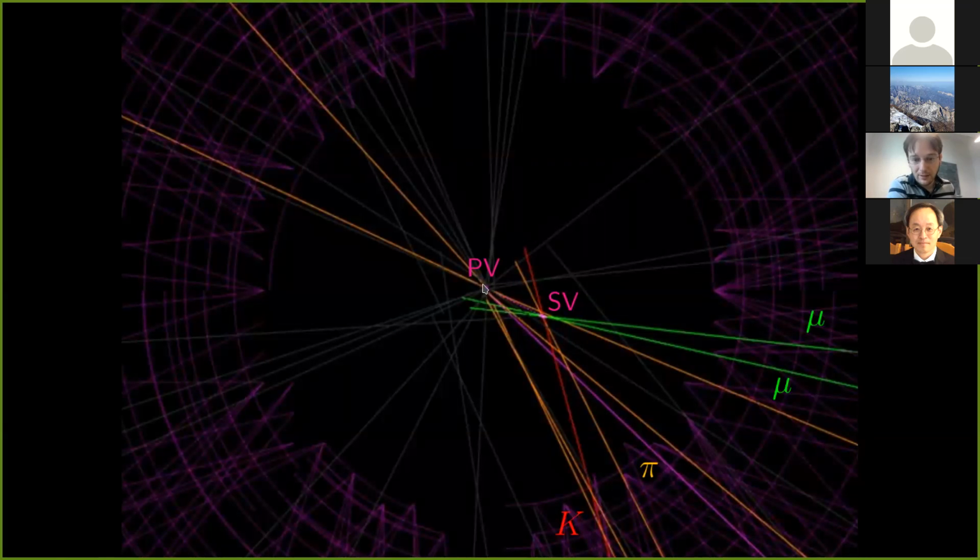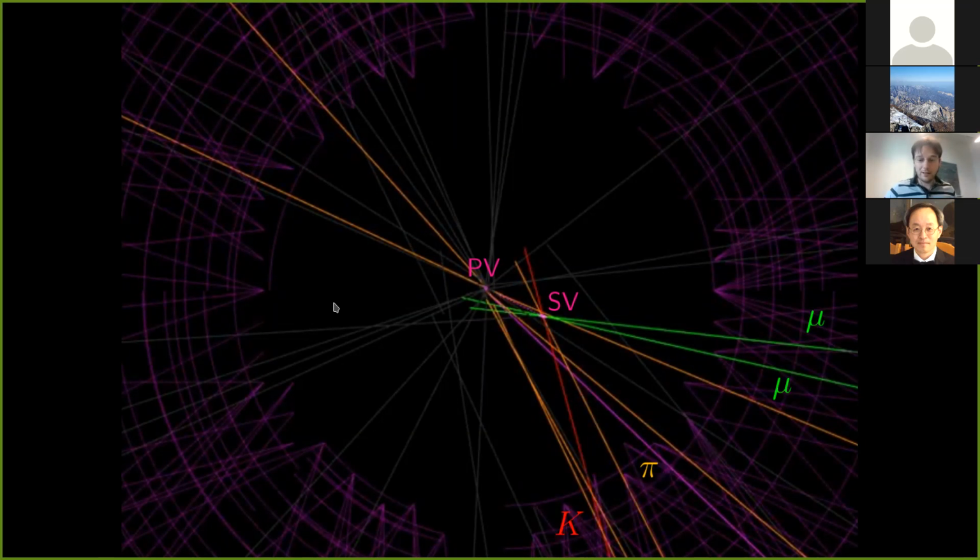One of the b quarks hadronized into a B meson, traveled to this secondary vertex where it decayed into the mu plus mu minus and a K star, and this K star immediately decayed also into a kaon and a pion. This kaon, pion and the 2 muons all point back to this secondary vertex that is clearly identified in this event.